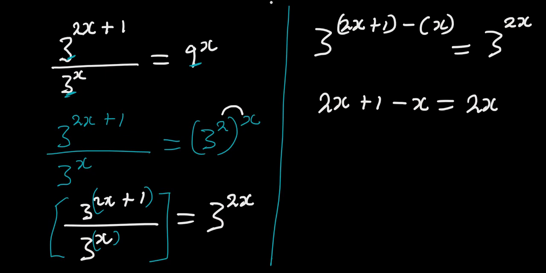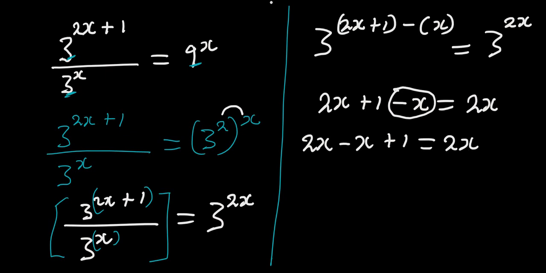We have 2x here, 2x, and this is negative x. This negative sign here belongs to this x. So this is going to be 2x minus x plus 1 equals 2x. So 2x minus x is going to give us x, plus 1, and this will be equal to 2x. At this point, we can subtract x from both sides.